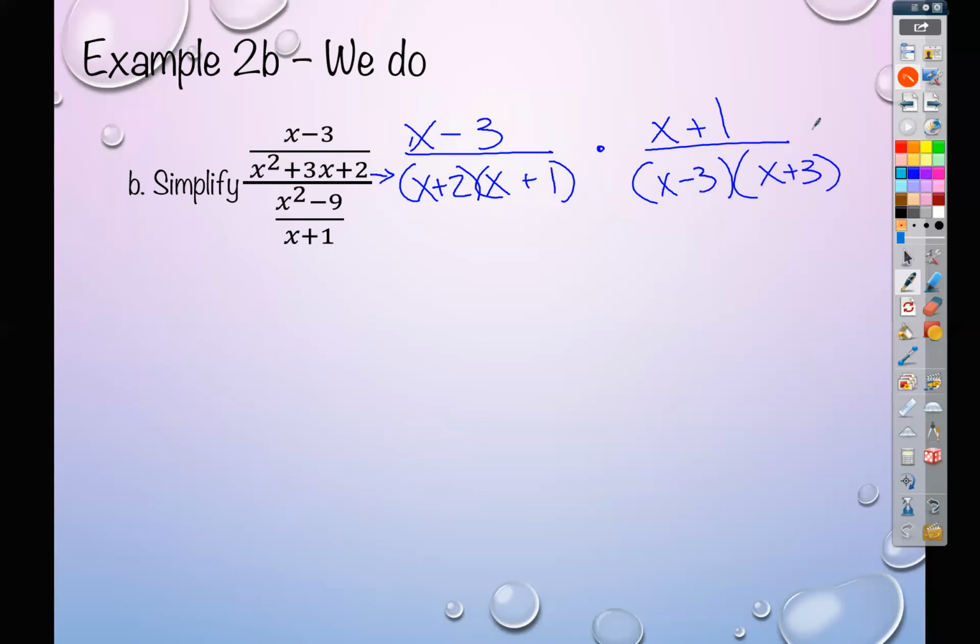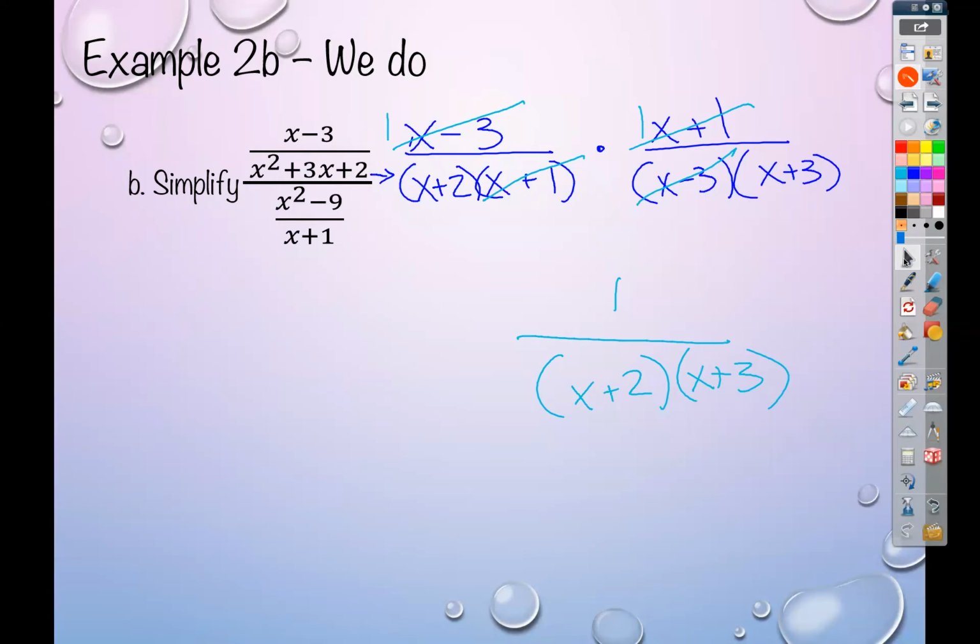So what can I factor? I can cross out the x minus 3s, and I can cross out the x plus 1s. So what am I left with on top? There's an assumed 1 in both of these. So I would have a 1 on top and x plus 2 times x plus 3 in the denominator.